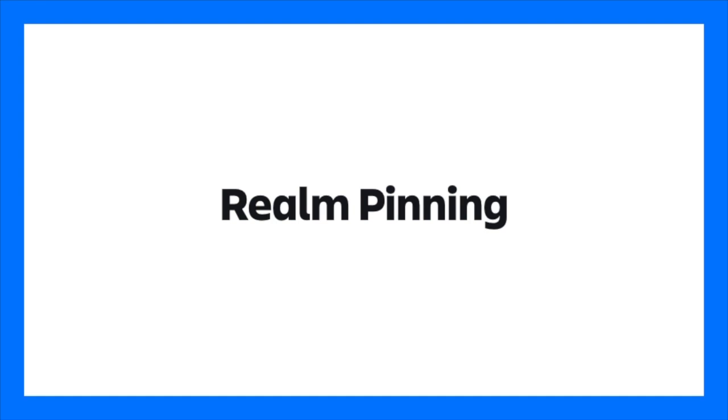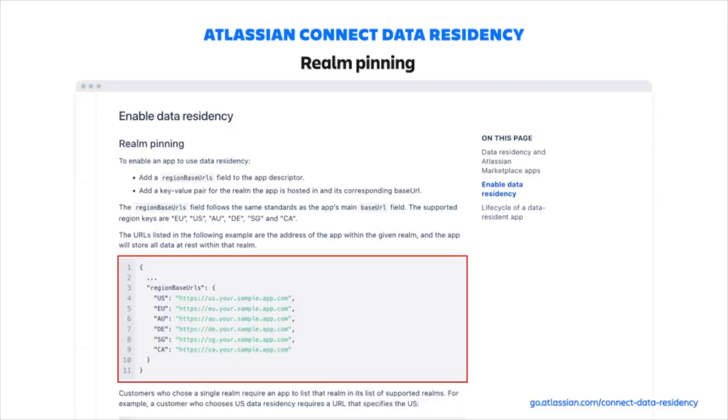So, implementing realm pinning. As I said before, realm pinning allows new and migrating customers to pin marketplace apps to a realm. To implement realm pinning, you need to update your Connect app descriptor and add the region-based URL property with key value pairs for each realm that your product supports. In the Atlassian documentation, you can see an example of the new property in the app descriptor with key value pairs for all the currently supported Atlassian realms. What these key value pairs do is they tell Jira which Connect server to install to and use when a customer has a Jira instance that's pinned to a realm.